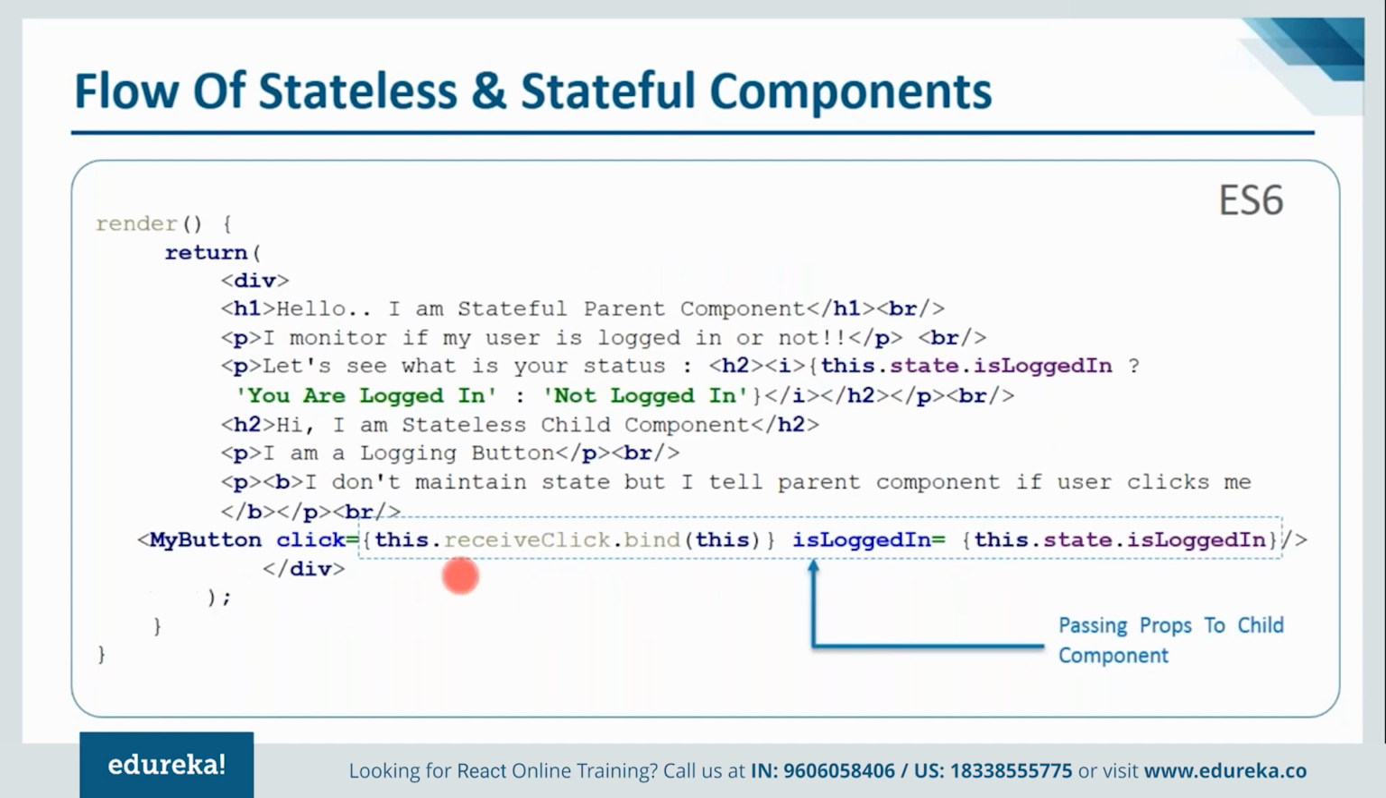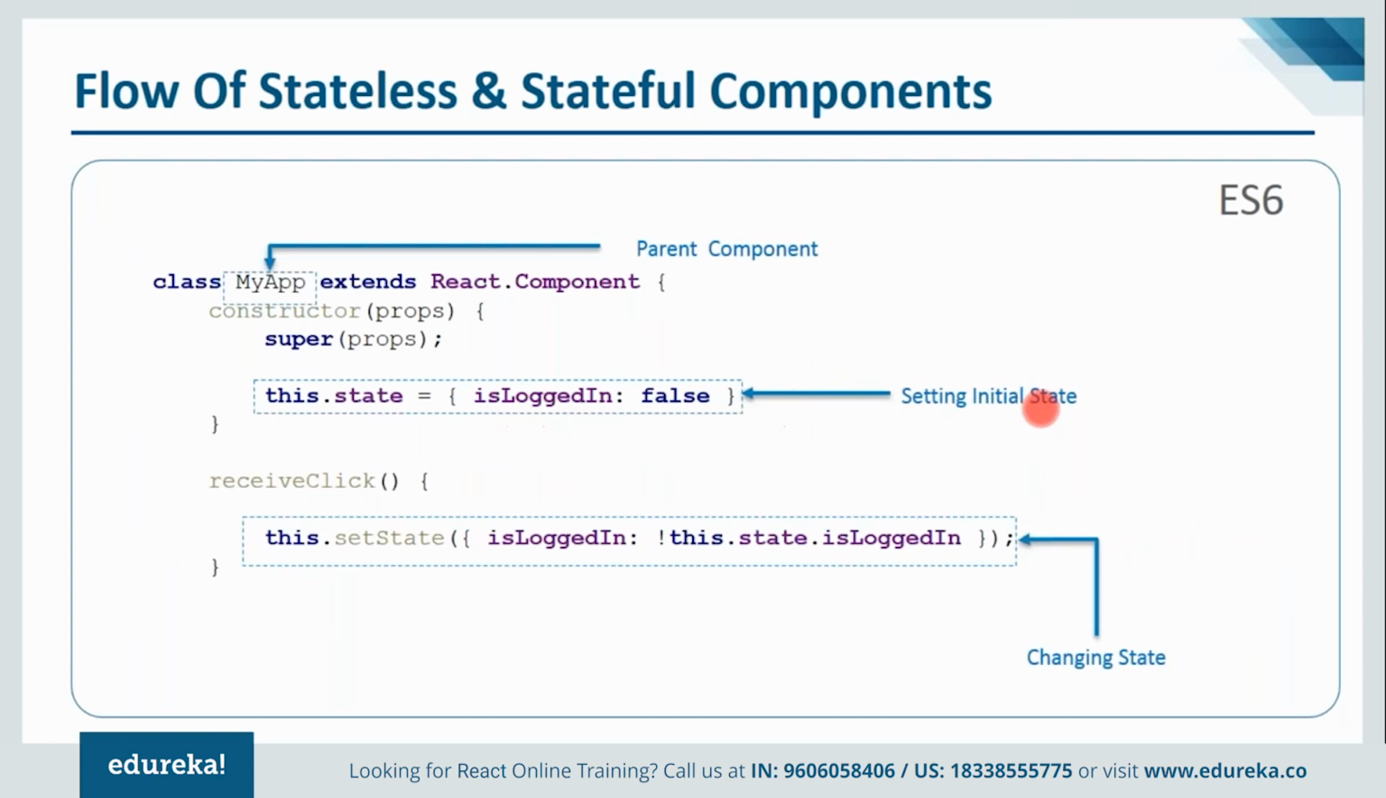And before I explain how it goes on to the child component, let me explain what is there inside the render function. So inside the render function, I have a number of HTML tags which I've defined inside the enclosing tags. Okay, I've first of all said, hello, I am a stateful parent component, which it's true. And then it says I monitor if my user is logged in or not. And then it says, let's see what is your status. And what I'm doing here is it prints the current status based on a conditional statement. In fact, initially when the application is accessed, it would be logged out. So I'm basically using the conditional statement to print what is my current status. For that, I'm saying this.state.isLoggedIn, which I have initially set over here. Correct?